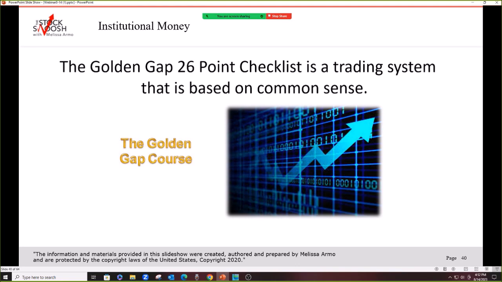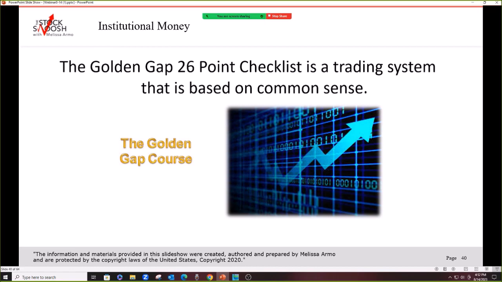You can look at the fundamental reasons and make an argument for both sides, bullish and bearish. That's neither here nor there for you. You are looking at the gaps. You are going to look at the technicals, and that's how you're going to make the determination to take a trade. I do that based on my Golden Gap 26-point checklist. It's a trading system that's based on common sense. When you think about it, you're like, oh gosh, this makes a lot of sense.